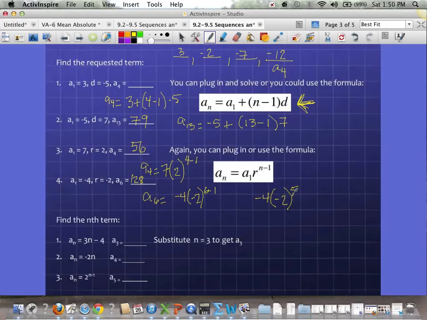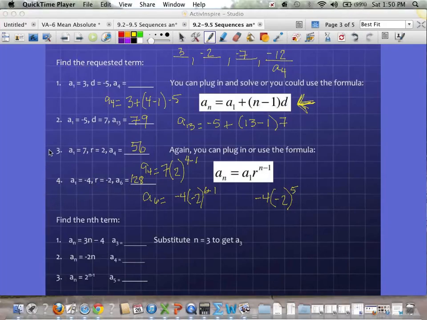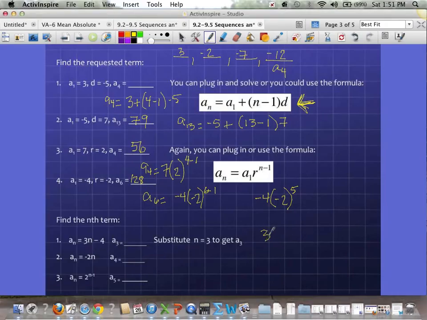All right, so now it says find the nth term. All right, so we're looking for A3. So all we're doing on this kind of stuff, they've given us a formula, and they're saying A sub 3. We just plug that 3 in for n, and we get our answer. So this is very, very simple. So it's going to be 3 times 3, because we're looking for the third term. 3 times 3 minus 4. So 3 times 3 is 9. 9 minus 4 is 5. So A sub 3 is 5.